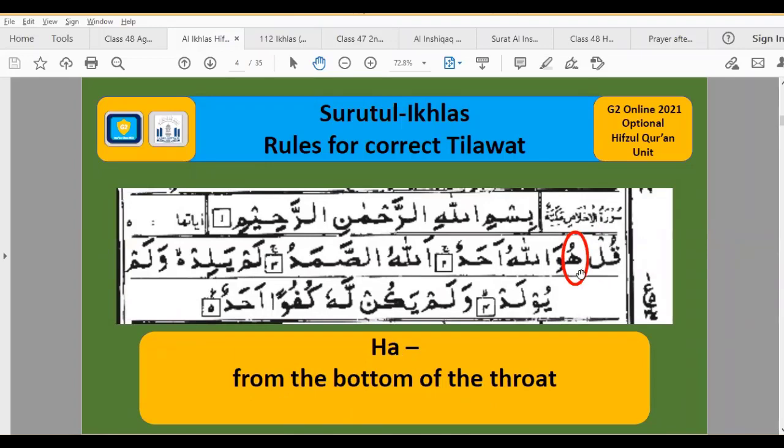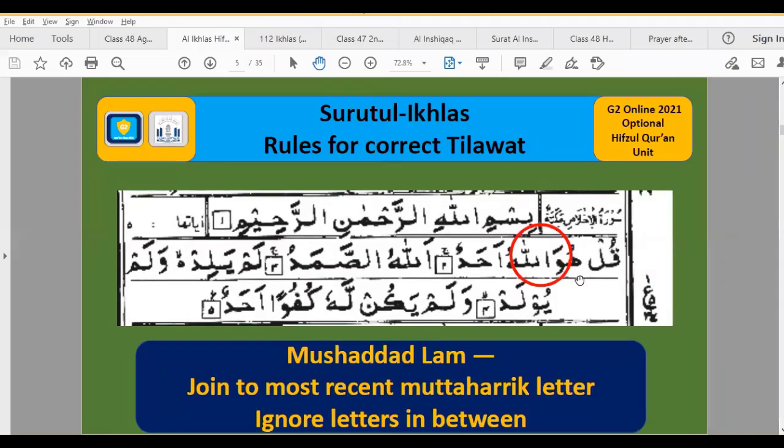Then we have another letter which we have to be careful of, and it's the letter Ha. Okay, and the sound of this letter is made from the bottom of your throat. Okay, so make sure you're pronouncing that correctly as well. After that, we see that we have a mushaddad lam. Okay, over here you can see we have a mushaddad lam, and any mushaddad letter will join on to the most recent mutaharrik letter. Okay, and all the letters in between will be ignored in our recitation.